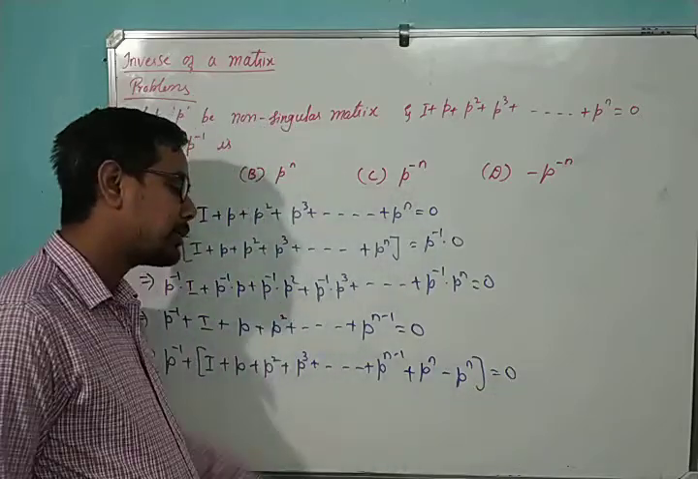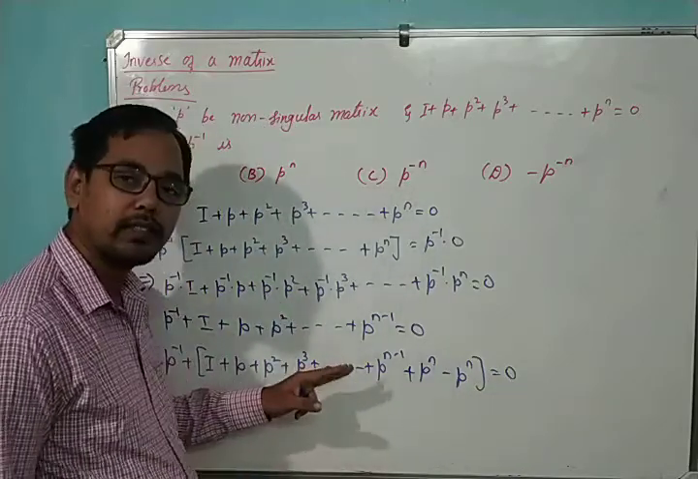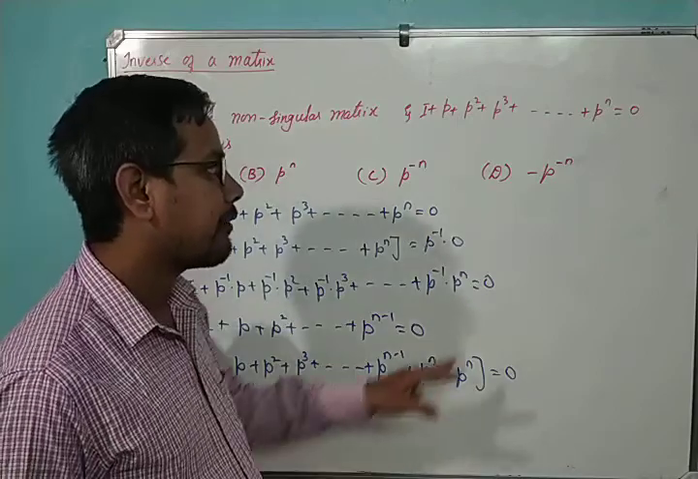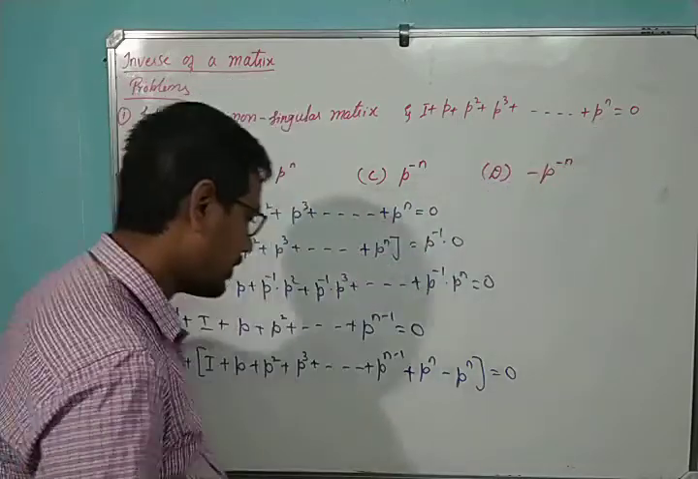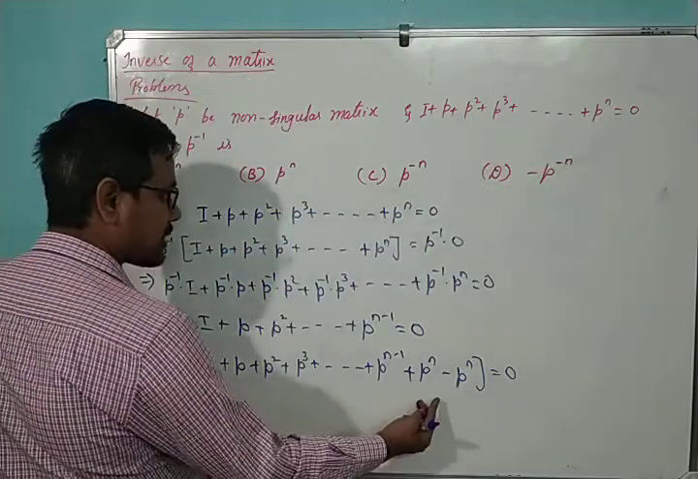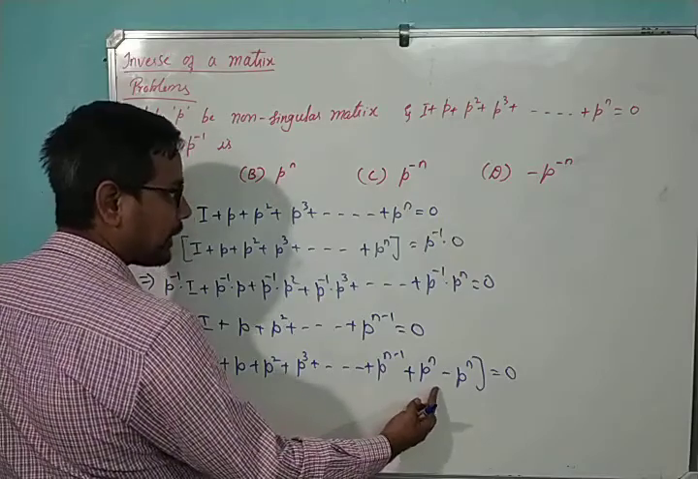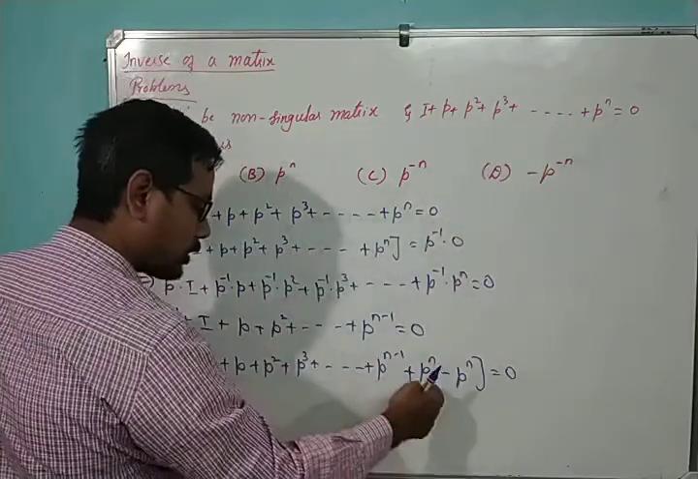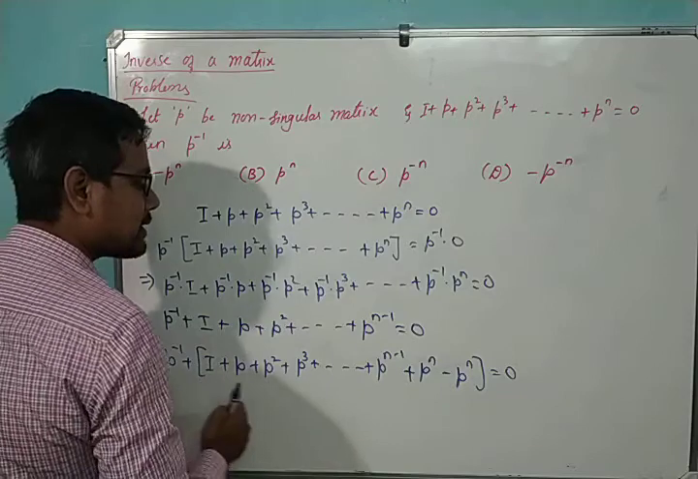I will add P to the power n, and I will subtract P to the power n, so that this condition is not disturbed, whereas I get up to this condition. See, what is I plus P square plus P cube and so on up to P to the power n? It is nothing but 0. So this whole term I can put as 0.